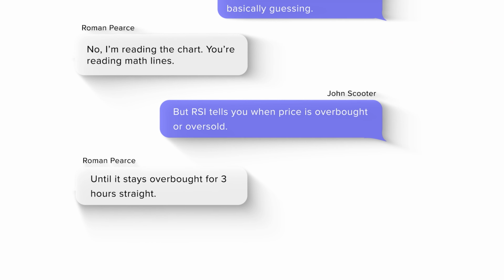But here's the key. Moving averages lag behind price because they're based on past data. That means they're better for confirmation than prediction. Don't use them to guess where the market will turn. Use them to see where the momentum is already flowing.